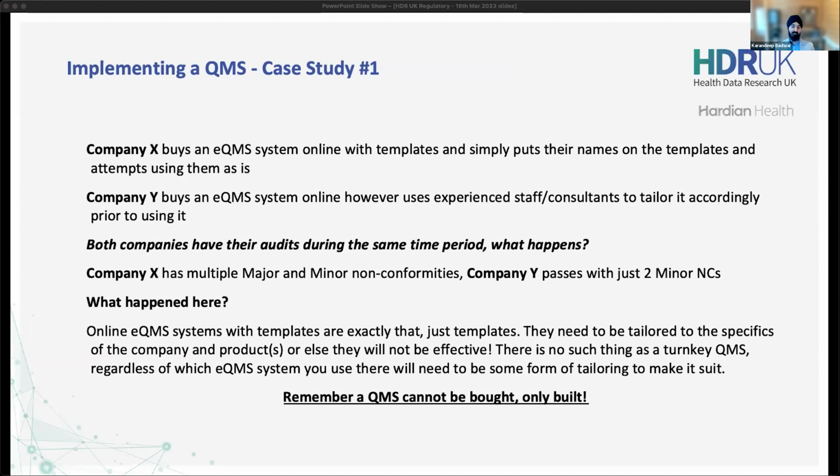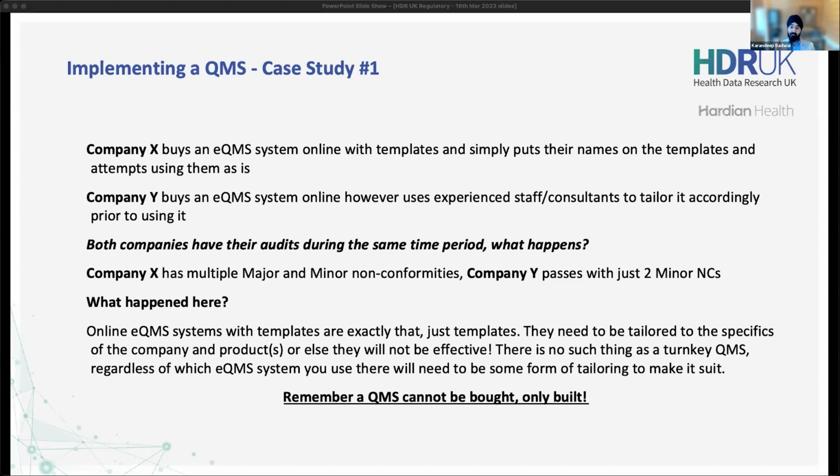So case study 1, this is one that we often see here at Hardian Health. So company X, what's the first thing you do when you don't know anything? You go into Google and you say, how do I do X, Y, Z? Or you go into YouTube, whatever. So what a lot of companies are doing, they're just going online and typing in, what is a quality management system? And you're going to see all of these adverts, and I'm not knocking any quality management system out there. What companies are doing is they're just going out and buying an EQMS, which comes with templates, which are absolutely fine. And then the templates will say, insert company name here. They put the company name in there and they fire away and they just start using them as is.